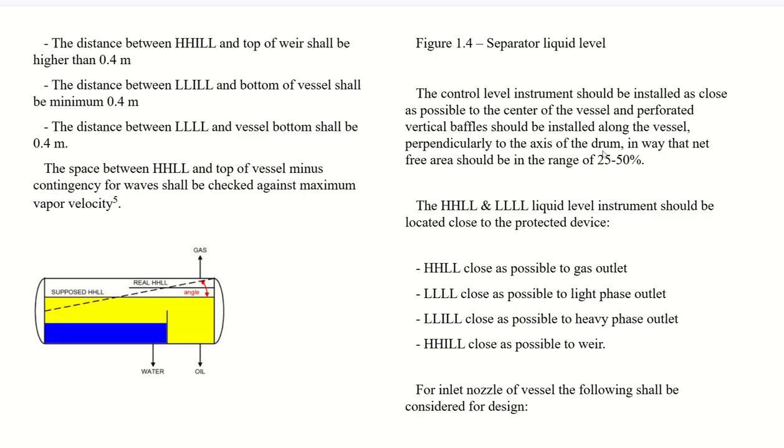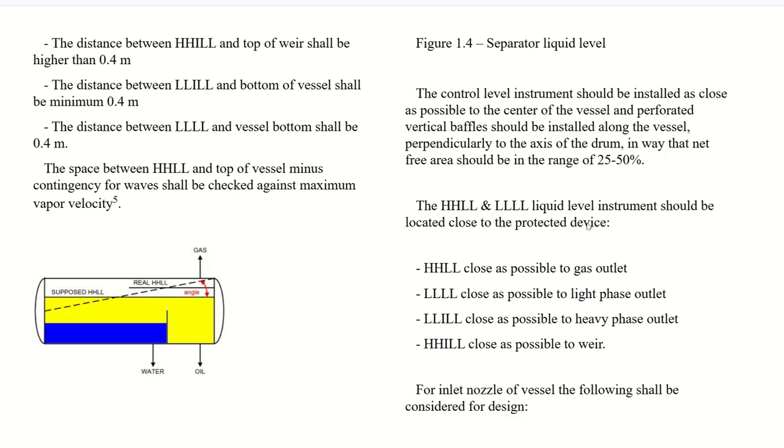Again, it says that the control level instrument should be installed as close as possible to the center of the vessel, and a perforated vertical baffle should be installed along the vessel. This is the separator liquid level perpendicular to the axis of the drum, in a way that the net area should be in the range of 25 to 50%.